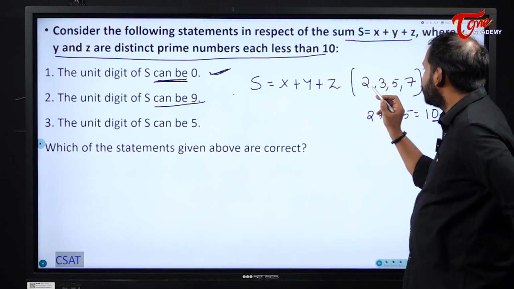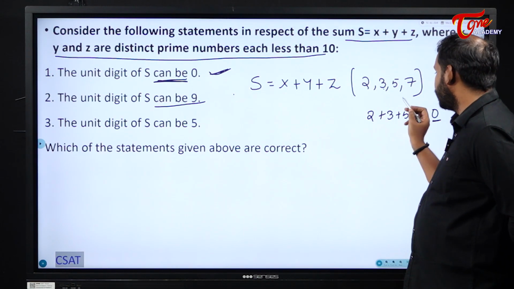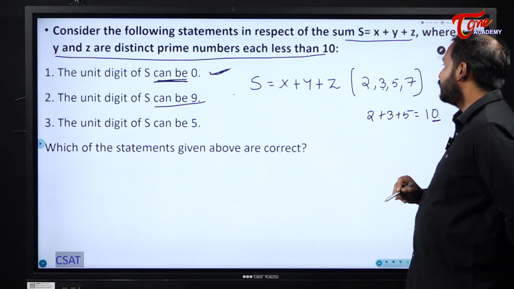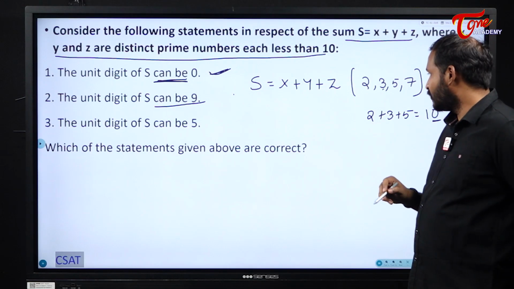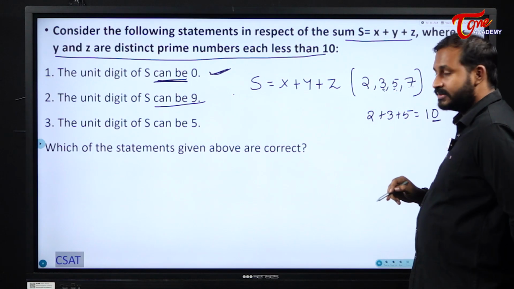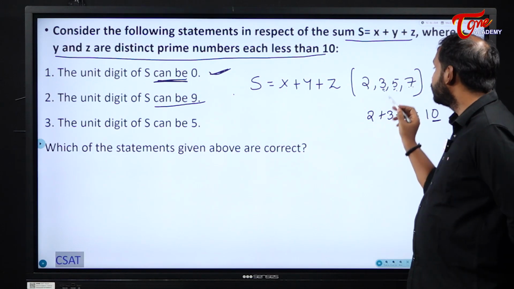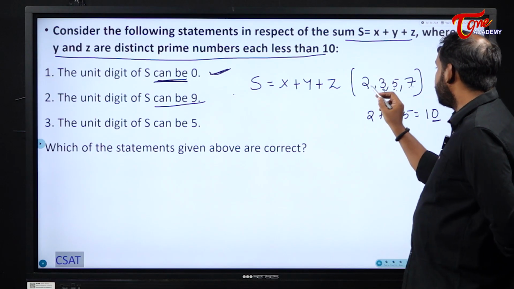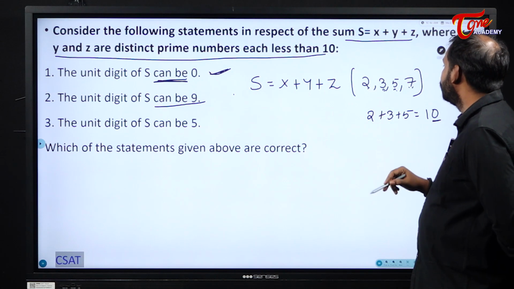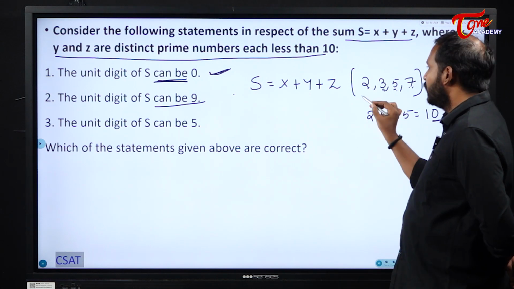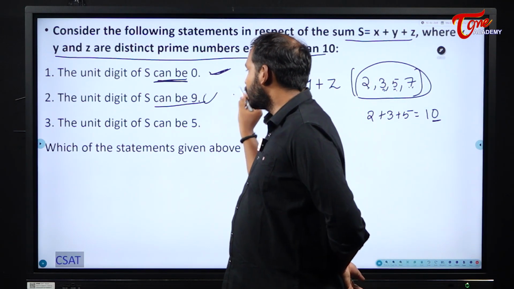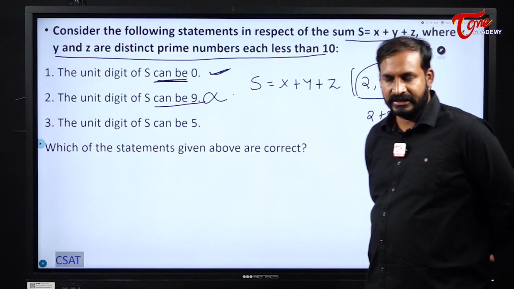Next, the unit digit of S can be 9. Please add any 3 so that the unit digit is 9. 2 plus 3 plus 5 is 10, that we have already added. So 2, 3 and 7: 5 plus 7 becomes 12. That is not possible. Next, 3, 5, 7: 3 plus 5 is 8, plus 7 becomes 15. That is not possible. Next, 3, 7 and 2, not possible. Or else 5, 7 and 2 is 14. That is also not possible. So whatever values you add, you will not get the unit digit as 9. That one is also gone.